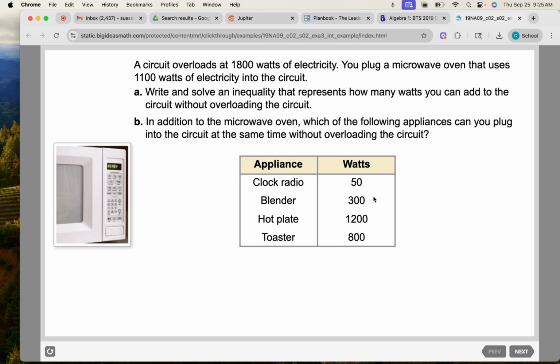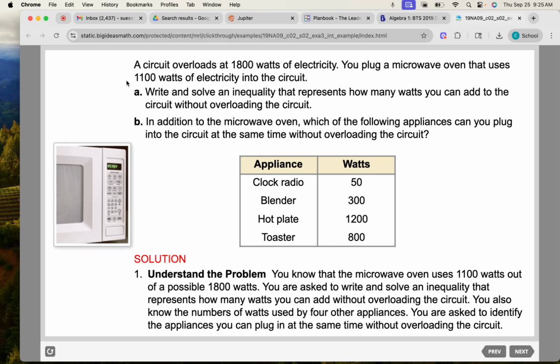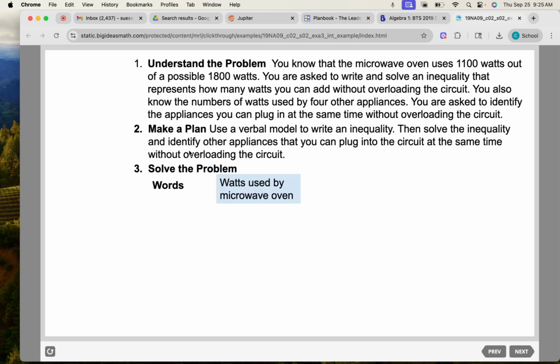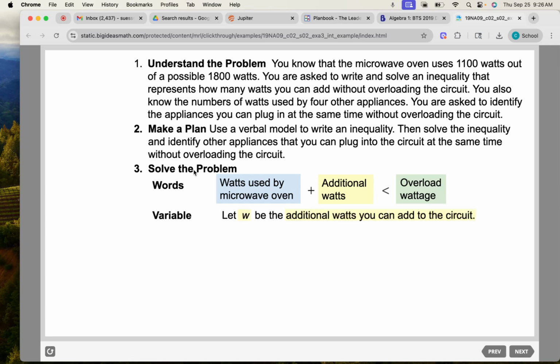So the first thing, we're going to make an inequality using this 1800 watts of electricity and that we have an 1100 watt microwave. Make sense? Yes. All right. So how many watts are used by the microwave? 1100. The microwave uses 1100. Plus, we're going to add additional watts of what? We don't know. So that's going to be a variable, correct? And that needs to be less than 1800. If we hit 1800, we will overload and the circuit will pop.